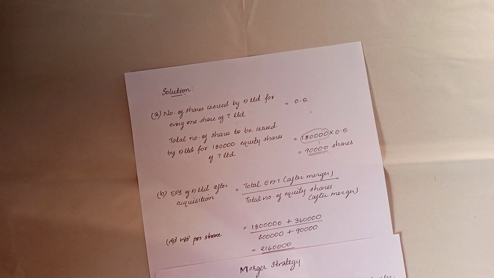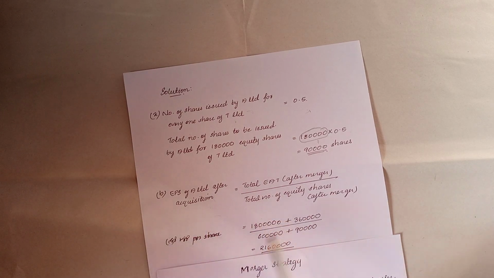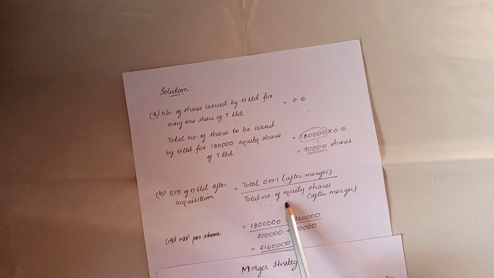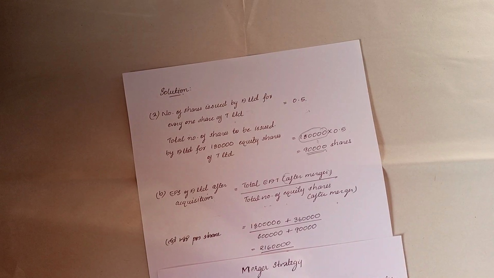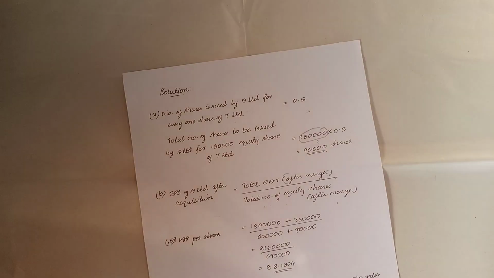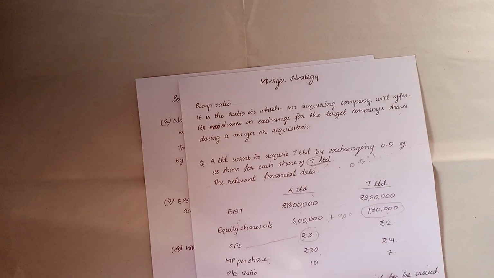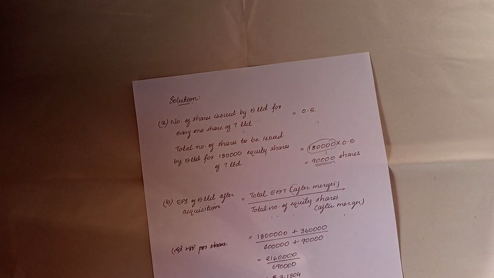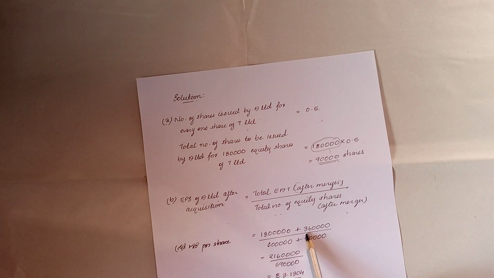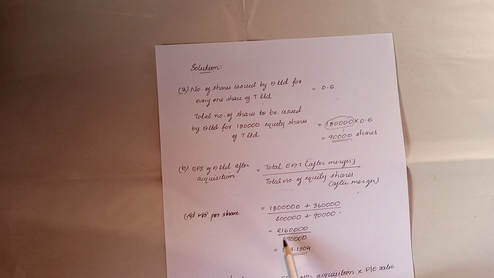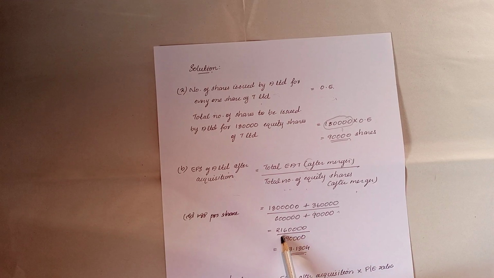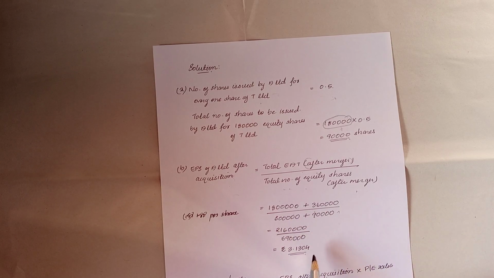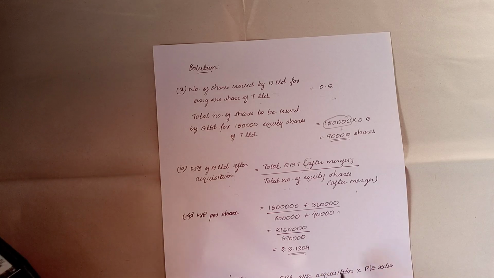Here it is given. EPS of A Limited after acquisition is total earnings after tax, that is after merger, divided by total number of equity shares after merger. What is the total earnings? It is already given in the question. Total earnings is 18 lakh plus 3 lakh 60,000, so we will get 21 lakh 60,000, divided by total number of shares, 6 lakhs plus 90,000, that is 6 lakh 90,000. We will get 3.1304.